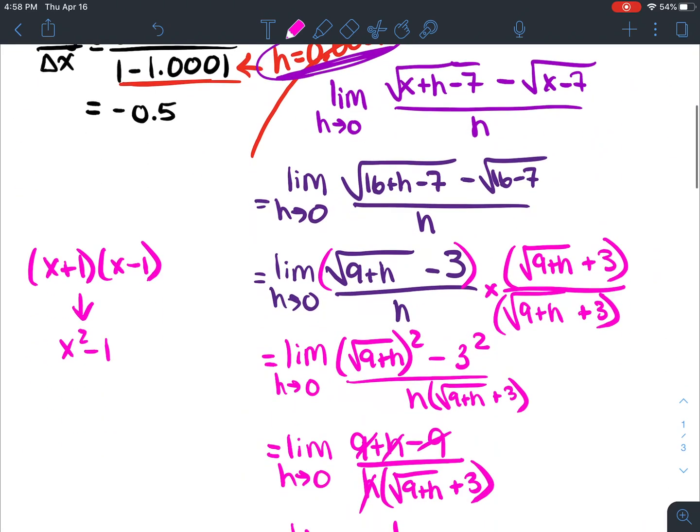Or you can do the limits way. And the limits way is what we're all going to eventually be doing, but not yet. Okay, I hope that somewhat helped.